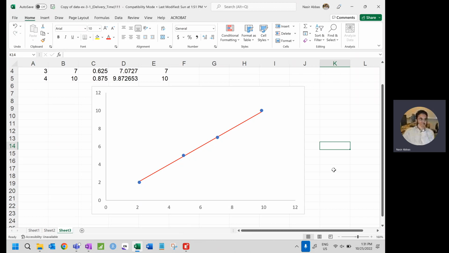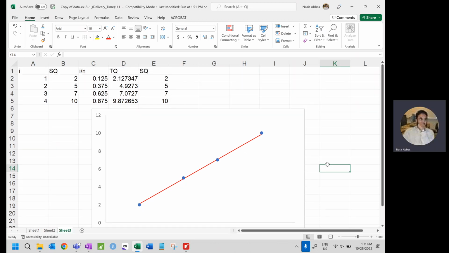This is the line I expect. Red line is the expected line. And blue dots are the observed dots. No, the blue dots have the x-axis TQ and the y-axis is SQ. And the red ones are TQ against TQ. Red is what we expect. Blue is what we observe. If the observed is close to the expected, the resulting distribution is not significantly different from the expected distribution. If they are different, then the distribution is different.